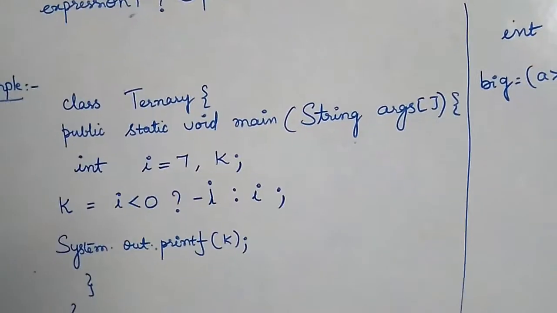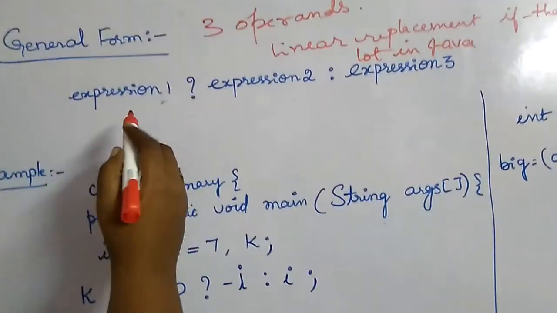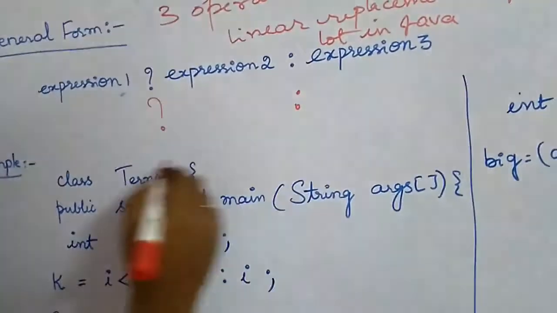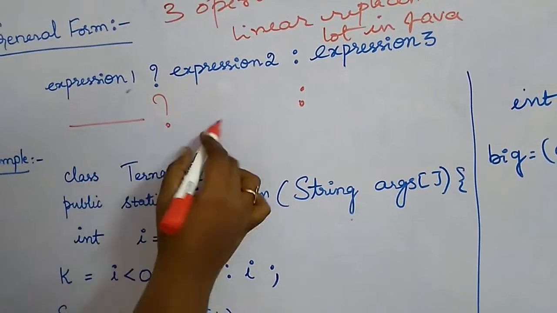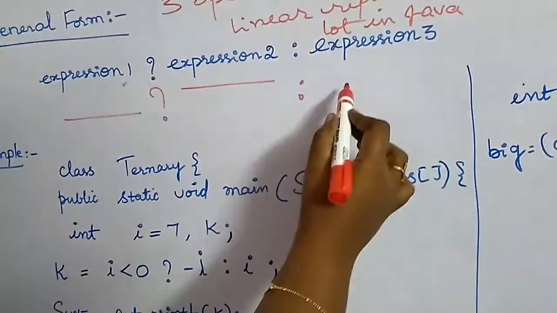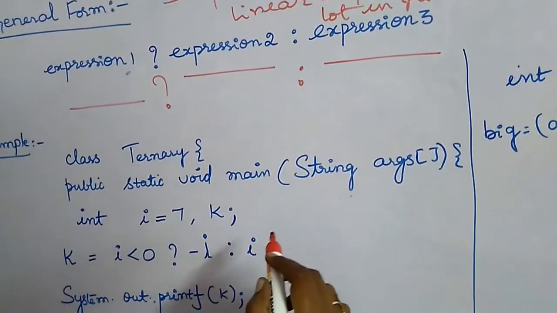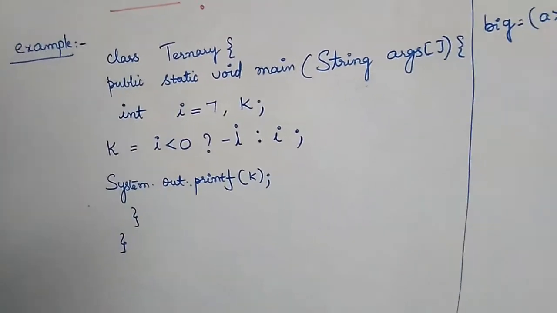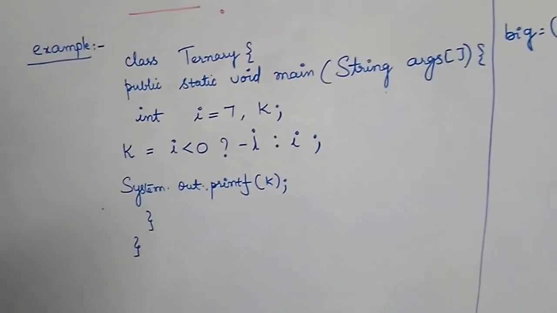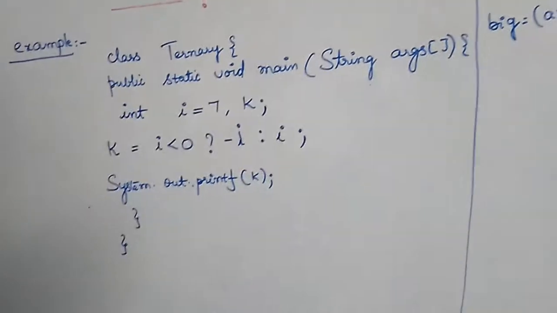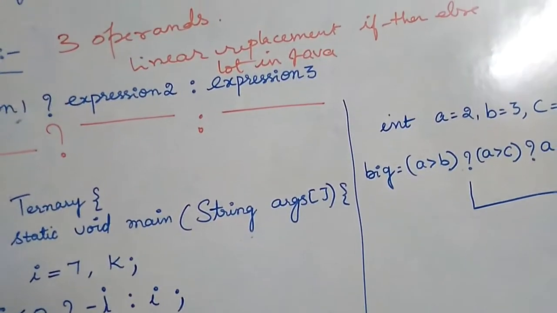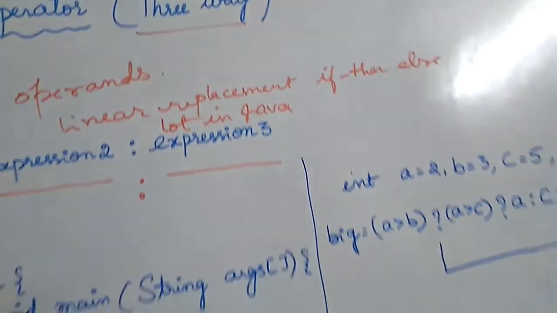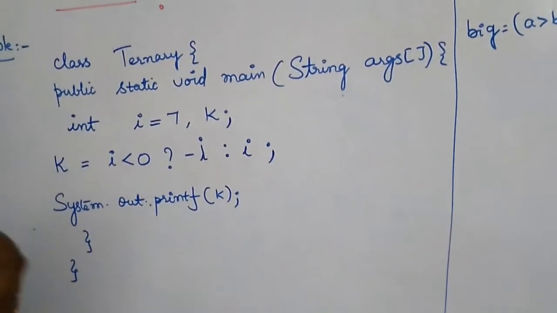We'll just see the general form of the ternary operator. The general form has a question mark and a colon. This is your expression 1, this is expression 2 and this is expression 3. This is how we write a ternary operator. Because it uses 3 operands, it is also called a 3-way operator. We'll see this with a program.